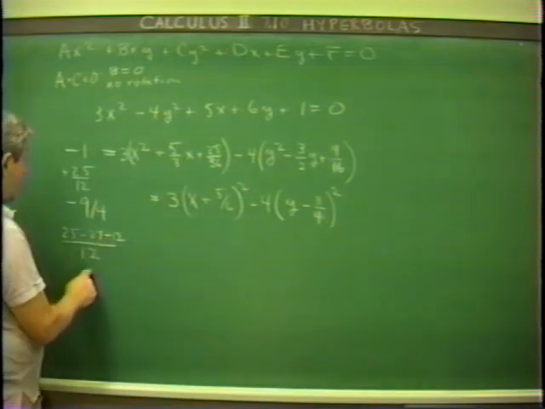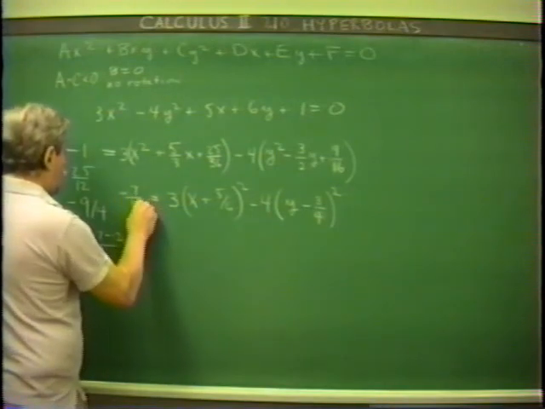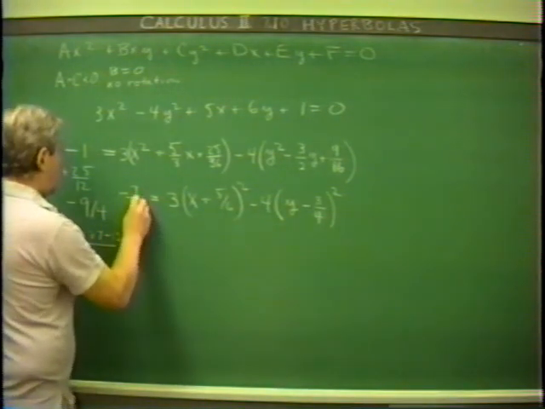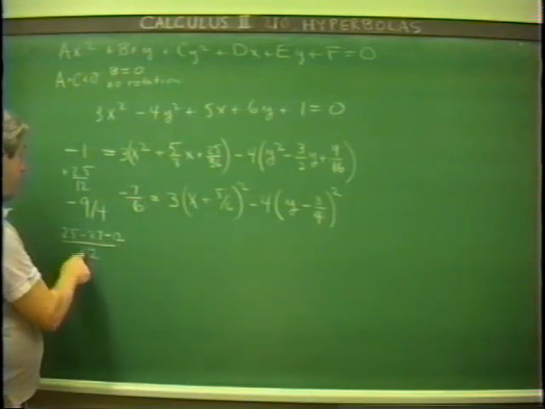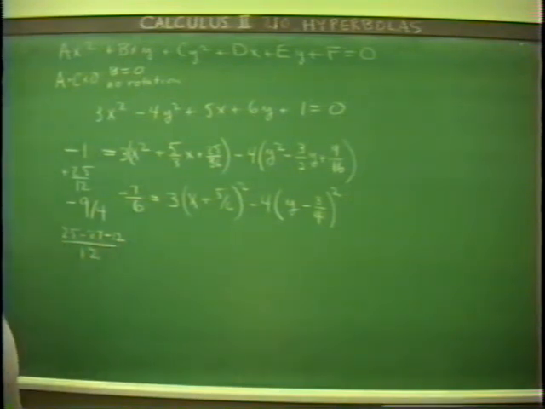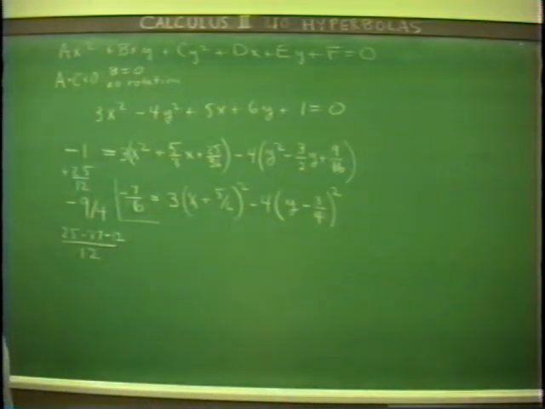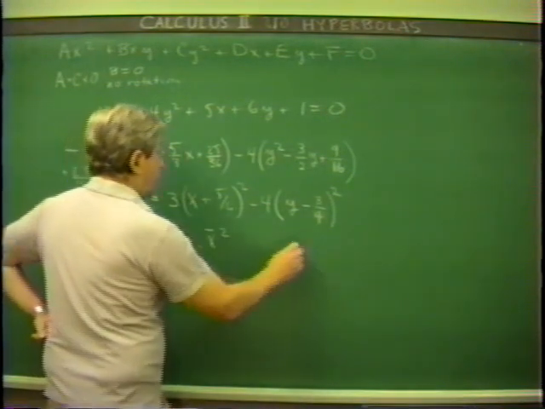So 25 minus 27 is minus 2. We end up with minus 14/12 or minus 7/12. Minus 7/6. Minus 2/12 minus 14/12 is minus 7/6. So this is our equation then.